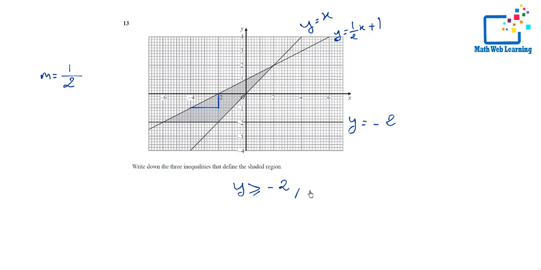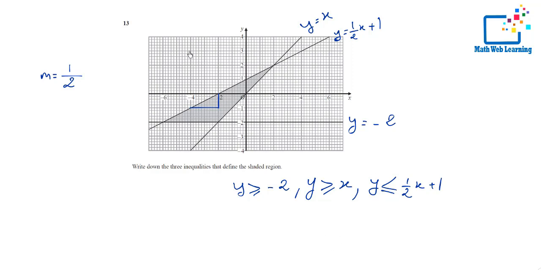Again, it doesn't have to be in any order. So let's do y equals x first. Again, the region is above y equals x, so the inequality will be y greater than or equal to x, because it is also a solid line. And for the last one, the region is underneath this equation, so we're going to say less than or equal, because it is also solid. So y is less than or equal to half x plus 1, and that's how you do them.